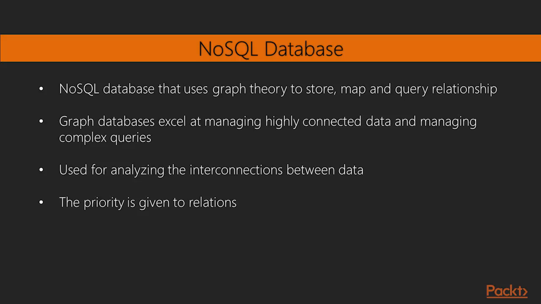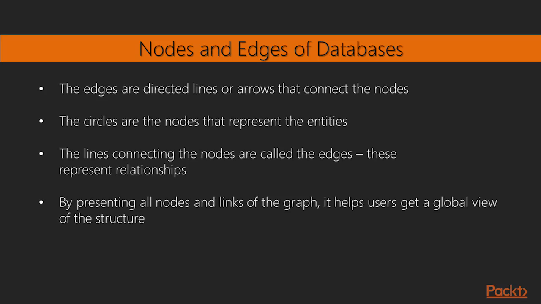Here, the priority is given to relations, so that we don't have to bother with the foreign keys, as in the case of SQL. Graph databases mainly consist of nodes and edges, wherein nodes represent the entities and edges the relationships between them. The edges are directed lines or arrows that connect the nodes. In the diagram, the circles are the nodes that represent the entities, and the lines connecting the nodes are called edges.